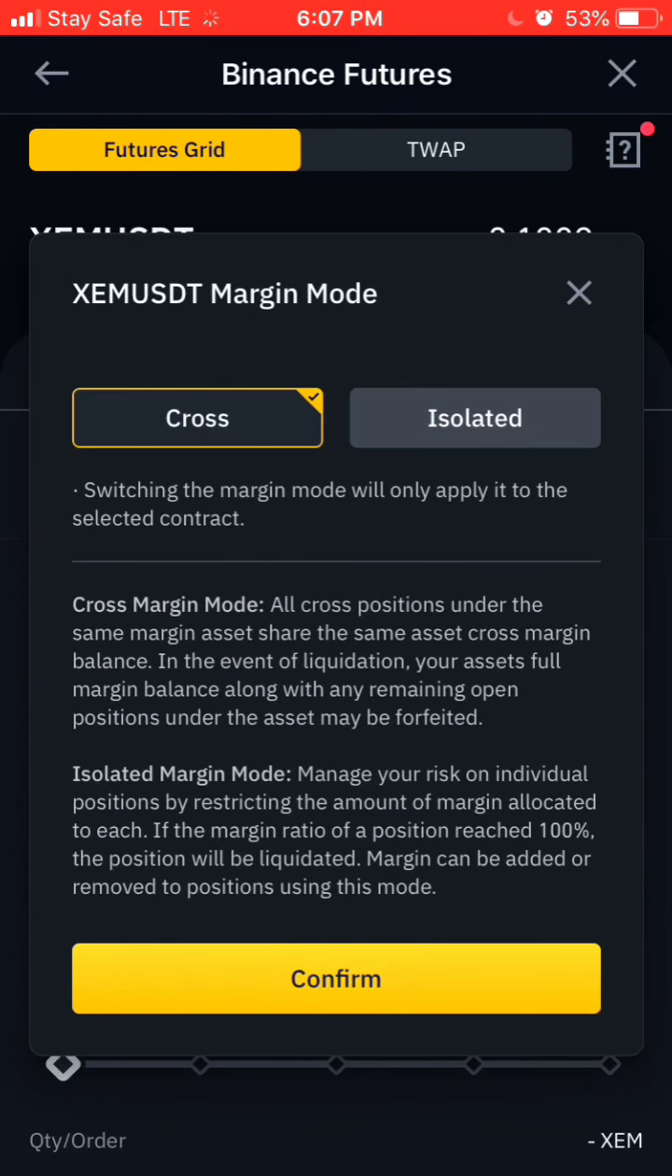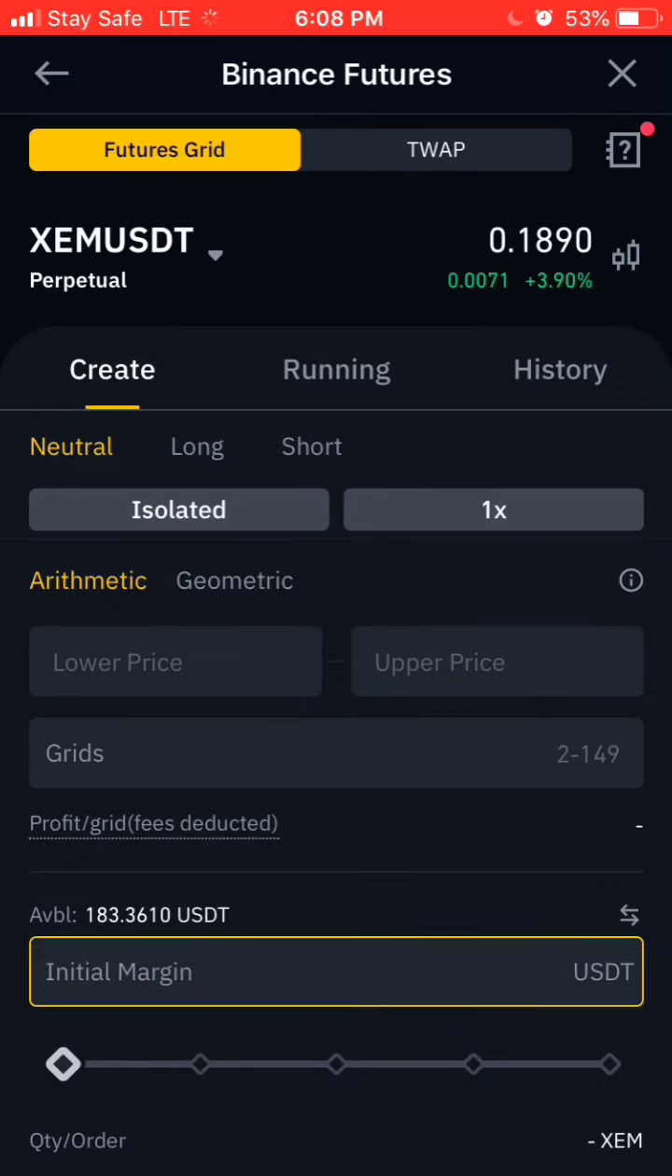Cross makes use of your entire futures capital to offset any losses and keep your trade running should the loss exceed your position size. However, that means that you put more funds at risk than you initially intended to. The isolated margin limits your losses only to your bet size. That is the amount of funds you allocated specifically to the bot, meaning the rest of your funds are safe and can't be tampered with. So we're going to be selecting the isolated margin.